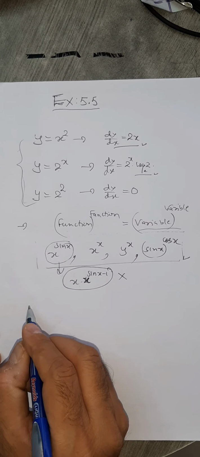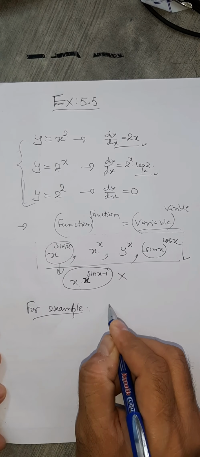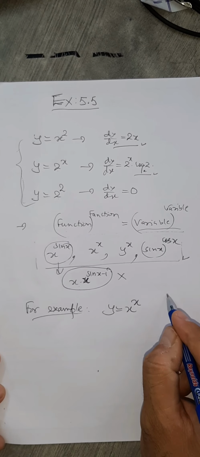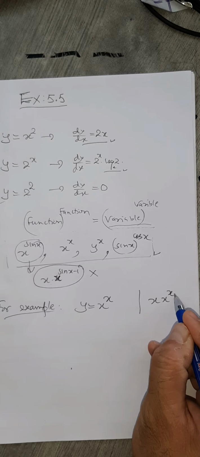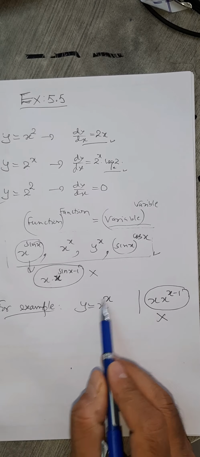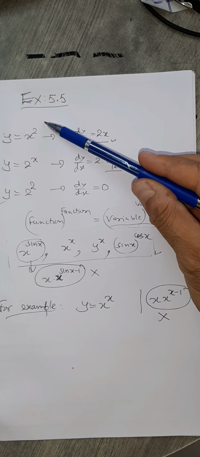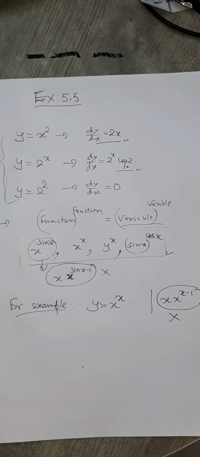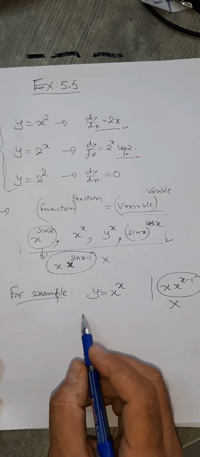For example, if I start with this, y equals x raised to x. You see, this is variable raised to variable form. If I write the derivative of this as x into x raised to x minus 1, this is wrong, remember. This is not correct. You cannot take this power in the product and one less. That is possible only when you have variable raised to constant, remember. Here it cannot be done. So what do we do? We use the logarithmic function. So I'll apply log on both the sides.